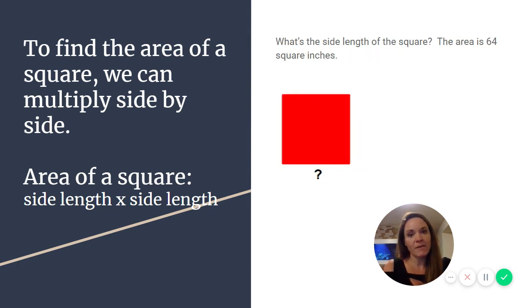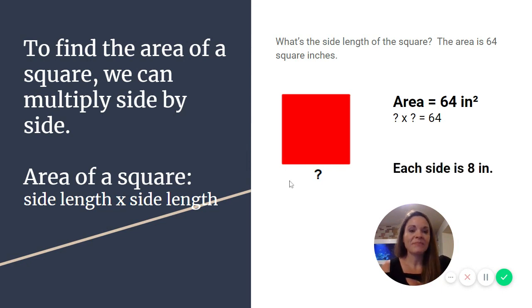Let's try a backwards problem. What is the side length of the square? The area is 64 square inches. What times itself would give me 64? 8 times 8 equals 64. So each side length is 8 inches to give me an area of 64 square inches.